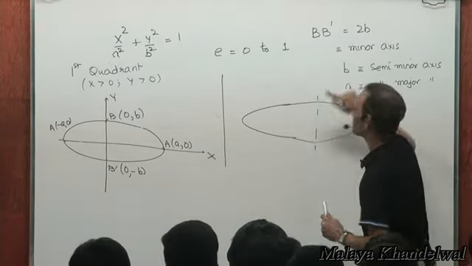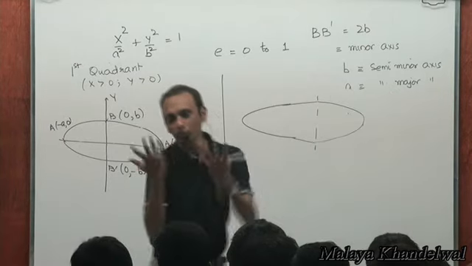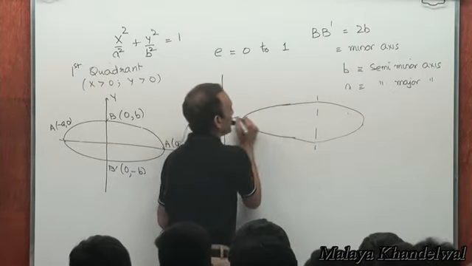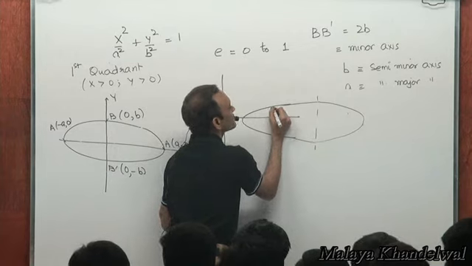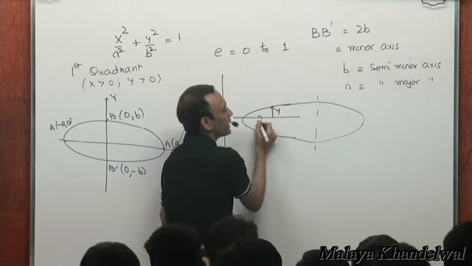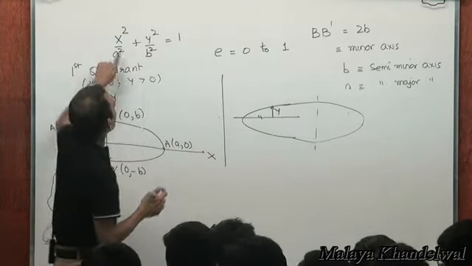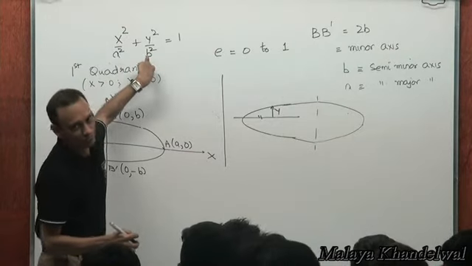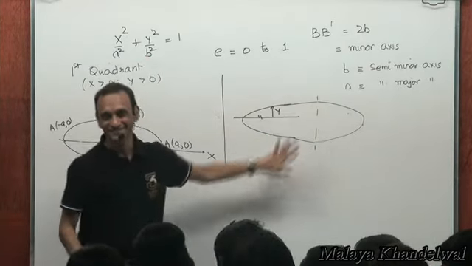Not at all, yaar. Think of it. Why would this be an ellipse? Any point on this satisfies, if this is y, this is x, then y squared is 4ax. Is y squared equal to 4ax for any point on the ellipse? Certainly not. Okay?